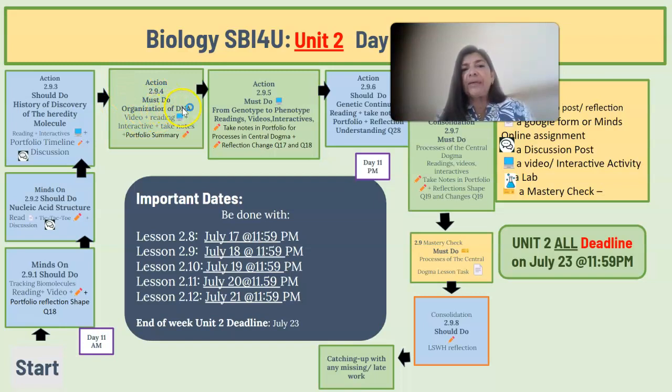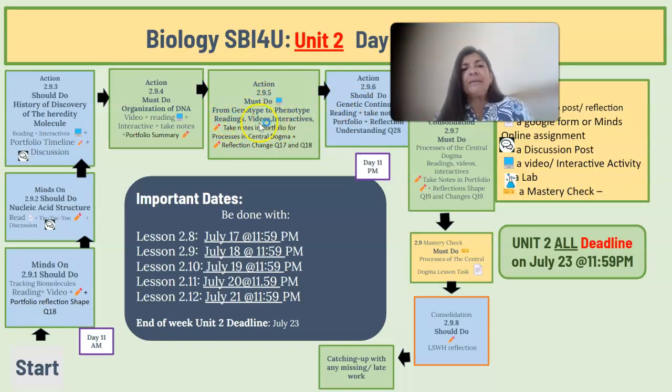We'll start with the organization of DNA. There are several interactives in this part. You'll go through the interactives, but while playing with them, you have to take your own notes and put them in a summary in your portfolio. In the second one, you're going to learn how this DNA, through its structure and adaptation, can be translated into proteins. We call this the central dogma. So we'll go through the central dogma from genotype to phenotype.